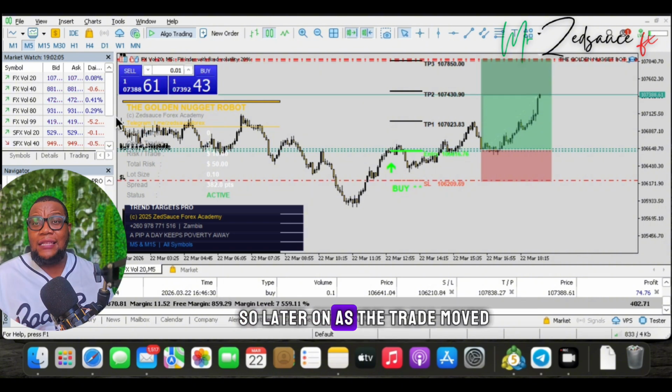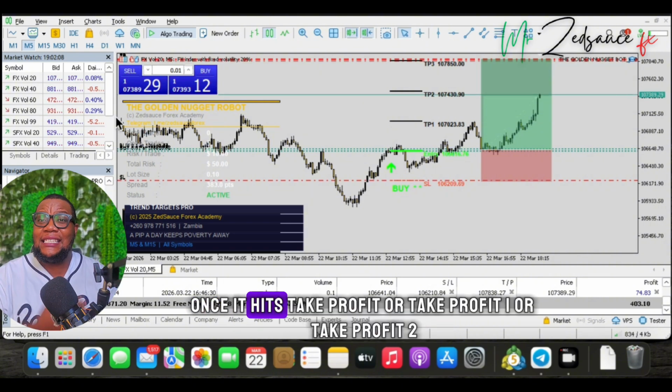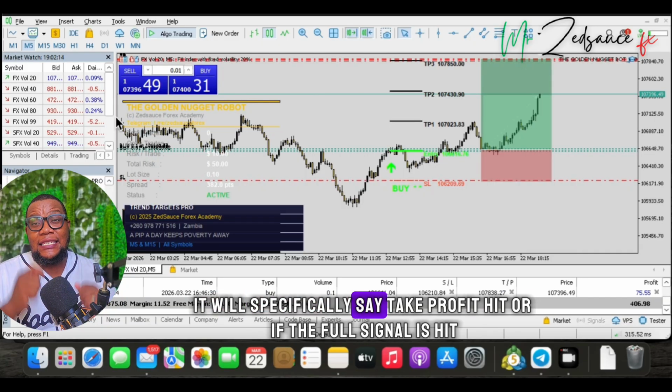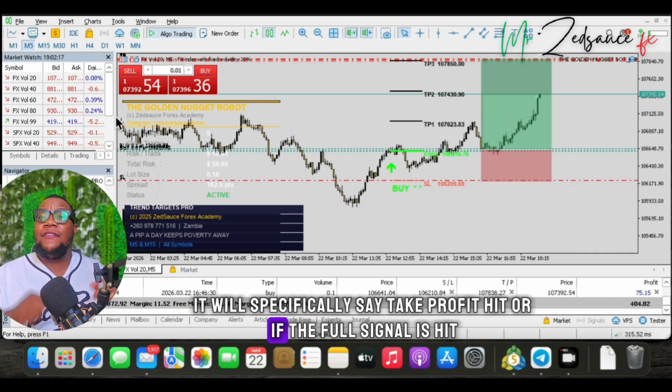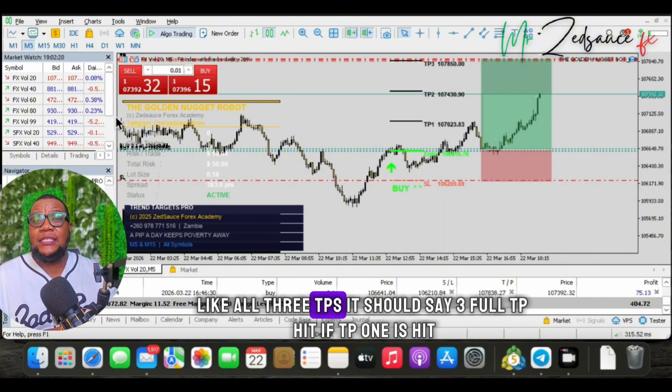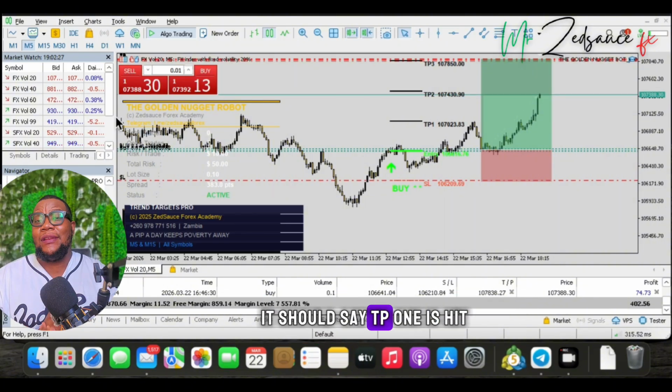So later on, as the trade moved, as you can see, once it hits take profit 1 or take profit 2, it will specifically say take profit hit. Or if the full signal is hit, like all 3 TPs, it will say 3 full TP hit. If TP1 is hit, it will say TP1 is hit.